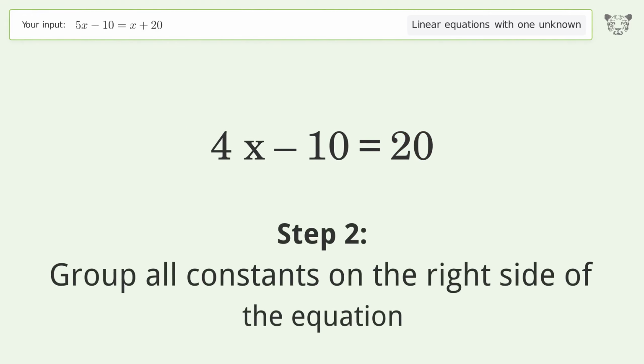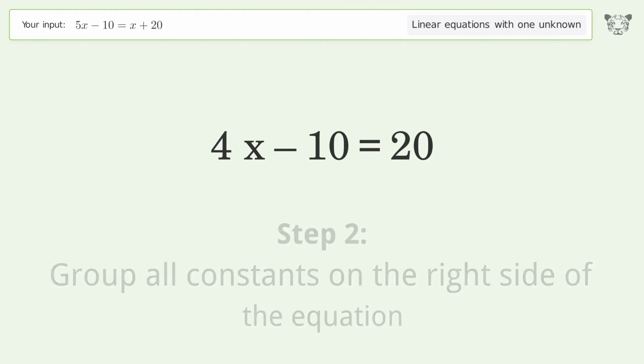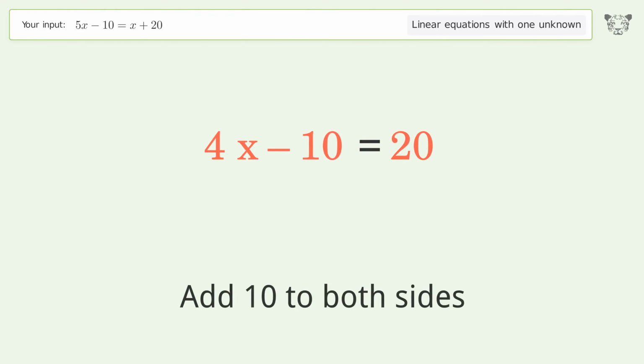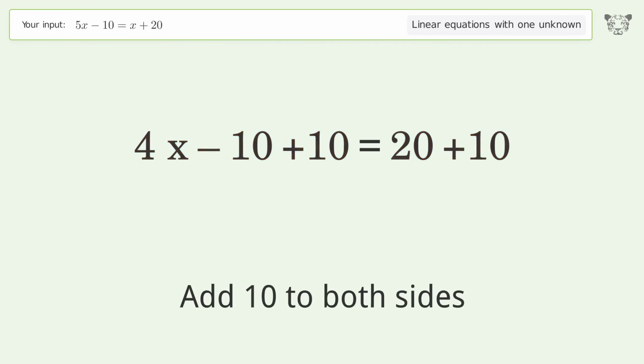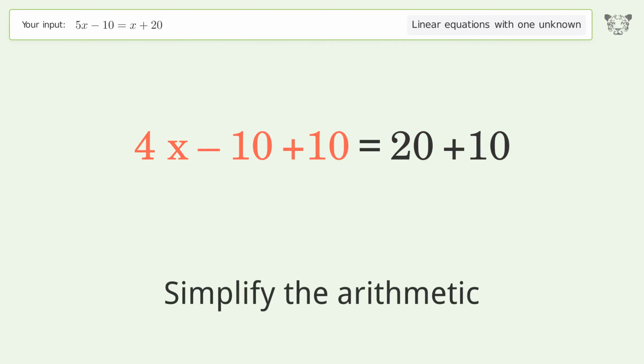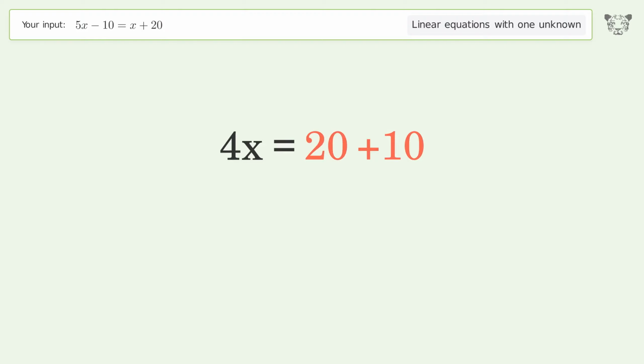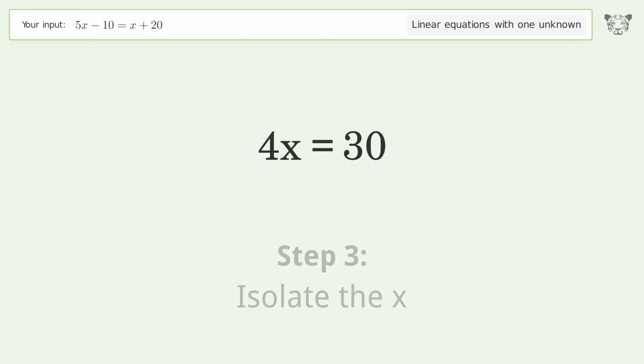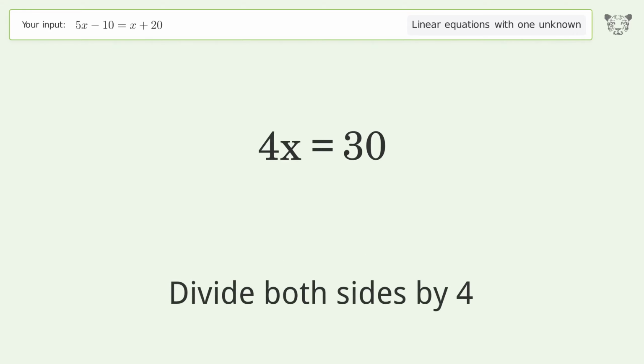Group all constants on the right side of the equation. Add 10 to both sides. Simplify the arithmetic. Isolate the x. Divide both sides by 4.